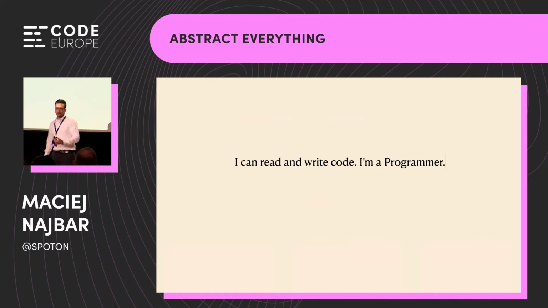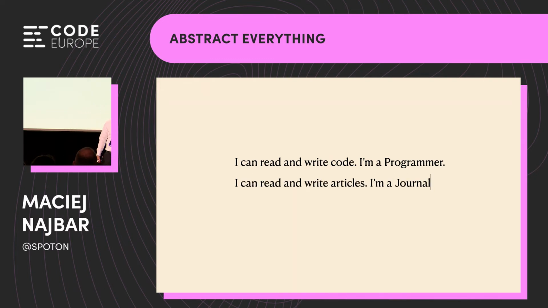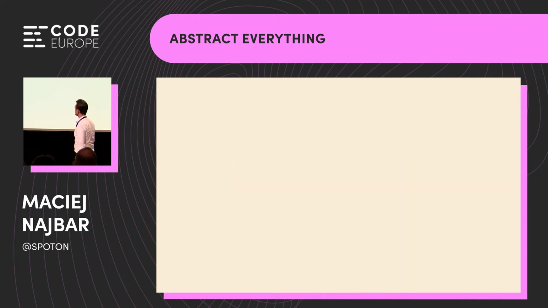I can read and write code. I'm a programmer. I can read and write articles. It makes me a journalist.